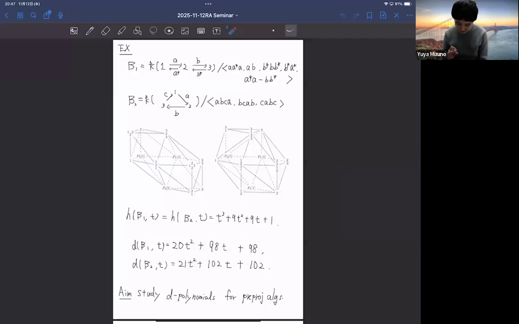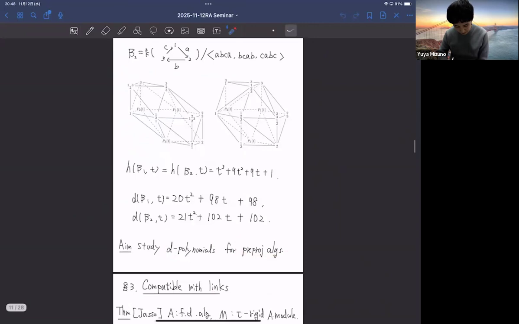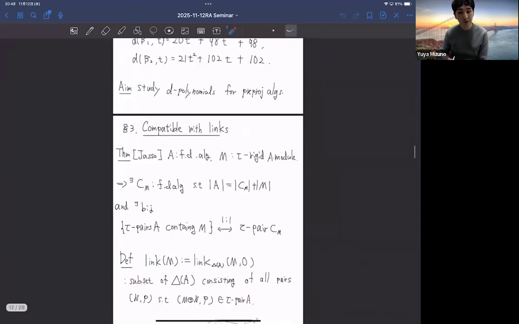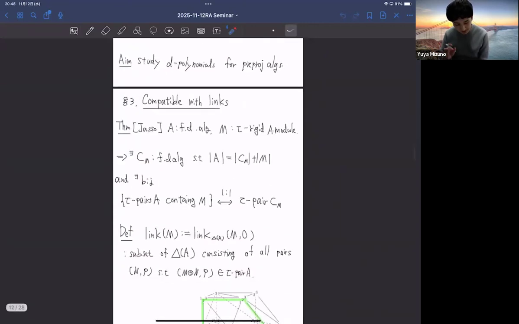And the aim of this talk is to explain these d-polynomials, in particular for preprojective algebras. This is just because of the time. We can also discuss path algebras, but in this talk, we only focus on preprojective algebras. Okay, so now we explain some techniques to study the polynomials.